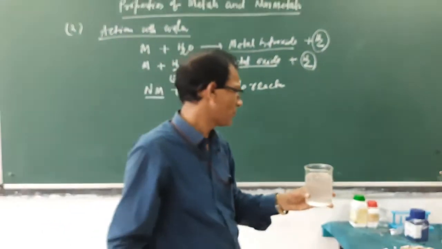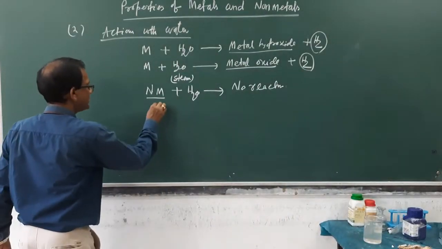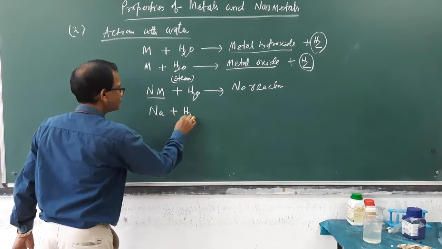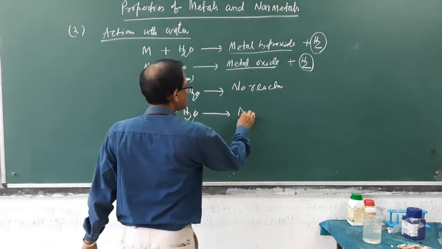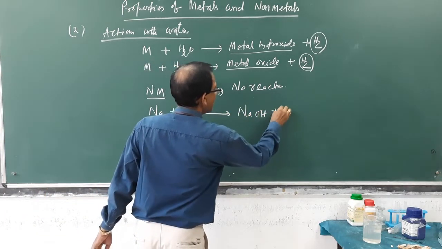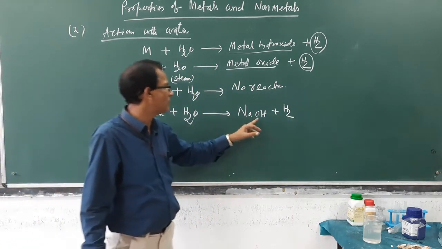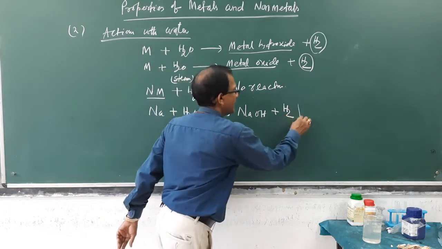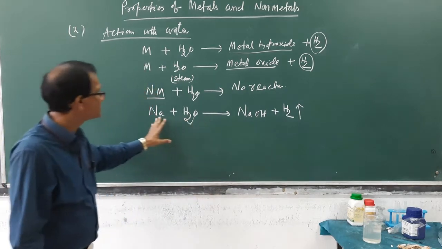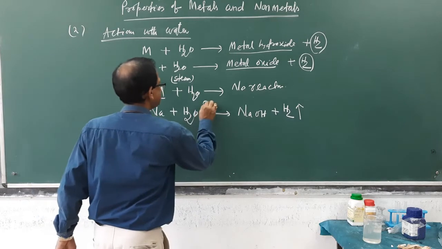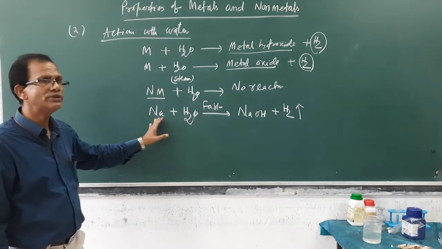Okay. So what happens? The reaction takes place here. Sodium metal with water at room temperature. Here heat is not required. It produces sodium hydroxide and hydrogen gas. Hydrogen gas is released. Hydrogen gas is a colorless gas, it is not visible, but the reaction is very fast. Action of sodium metal with water.